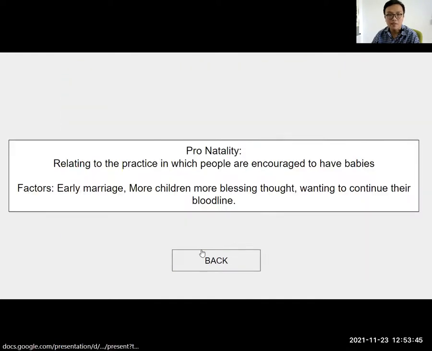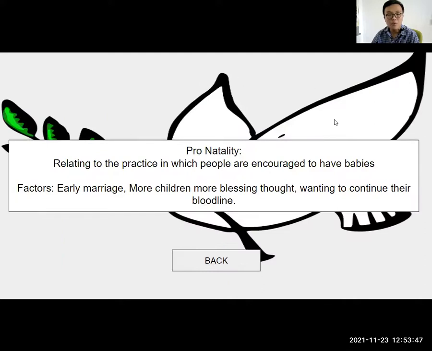Pronatality. So pronatality means that you are supporting birth. So it is a practice in which people are encouraged to have babies. Now, the factors that can contribute to pronatality are early marriage and the belief that more children bring more blessing. So it is an idea that if you have more children, you'll get more money, and wanting to continue their bloodline.